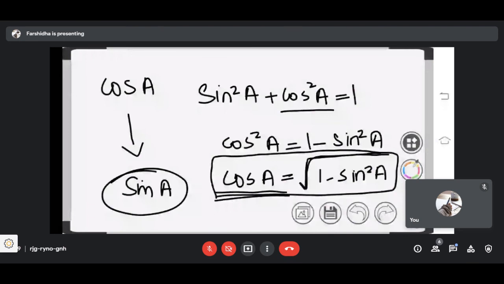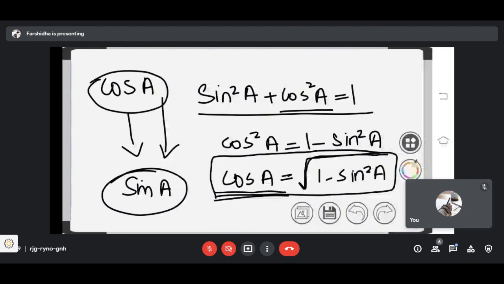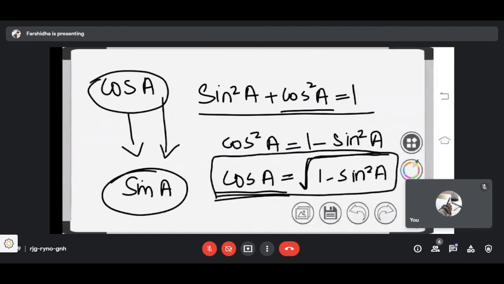Next one, tan A in terms of sin A. Same way, tan. I think this you have understood. Cos A in terms of sin A. So we have taken the first identity, sin square A plus cos square A equal to 1. I told you cos square A is equal to 1 minus sin square A. You don't want cos square A here. We need cos A. So I have removed the square. When I remove the square, I need to put a root on the other side. So cos A equal to root of 1 minus sin square A.